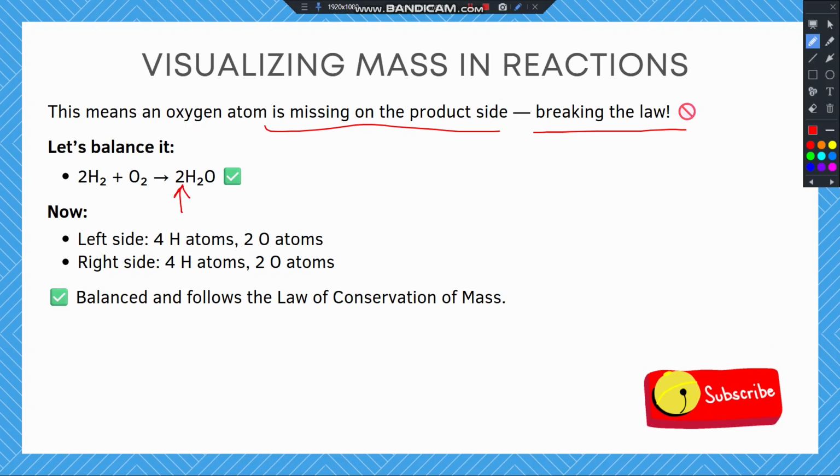I'm going to be showing you the process through which we balance chemical equations and introduce coefficients, okay? But this is now the balanced chemical equation. We have 2H2 plus O2 giving us 2H2O. Now if you check each atom or each element, you will see that it is balanced on both sides.